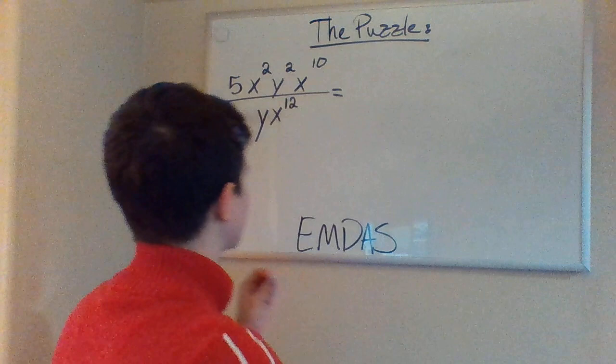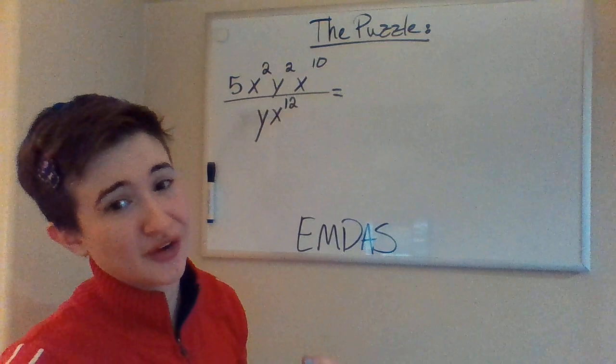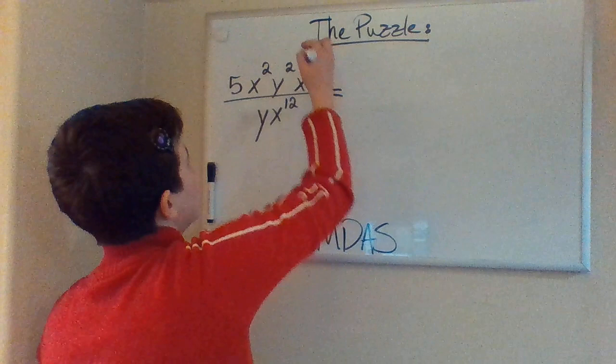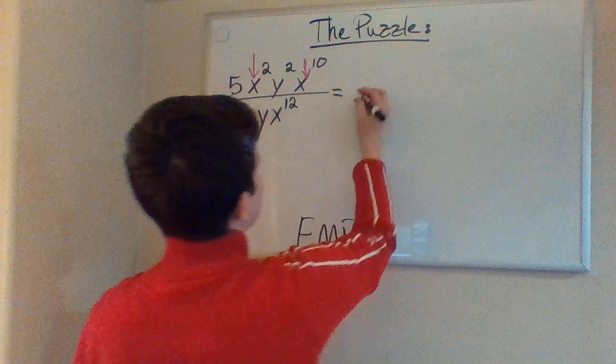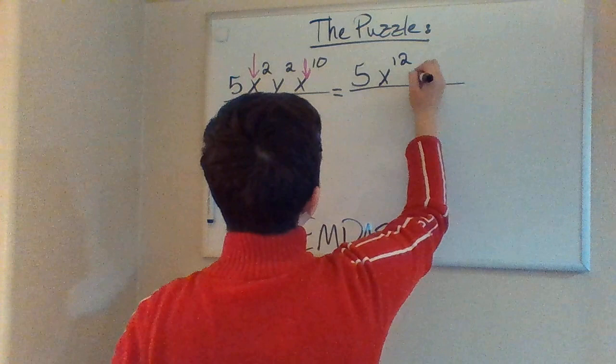Generally, I like to do multiplication first, but if you like to do division first, go for it. I'm gonna do multiplication. So I have two things I can multiply. I have an x here, and I have an x there. I'm gonna multiply those two. So I have two x's here, 10 x's over here, which gives me how many x's? Hopefully you said 12. If you didn't, I'm a little worried for you.